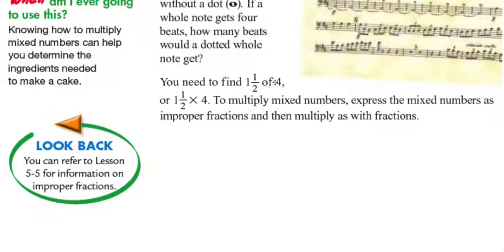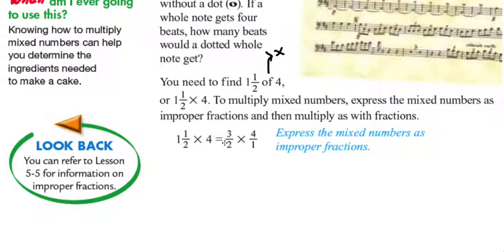Remember, the word "of" in math always means multiplication, so you always translate the word "of" into multiplication. So, 1 1/2 times 4. To multiply mixed numbers, express the mixed numbers as improper fractions and then multiply as with fractions. So 1 1/2 times 4 will be the same as 3 halves times 4 over 1, because we know that the whole number 4 has a denominator of 1. That's why it's 4 over 1.